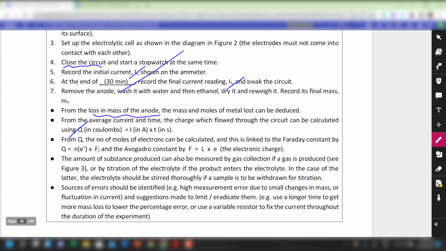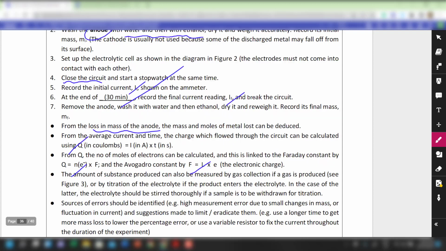And then from there you apply what we learned earlier on: quantity of charge is the number of moles of electrons transferred multiplied by Faraday, and Faraday is Avogadro's number multiplied by the electronic charge. Then from here you can perform the necessary calculation. Of course, if you wish to, you can also measure the volume of the gas produced.